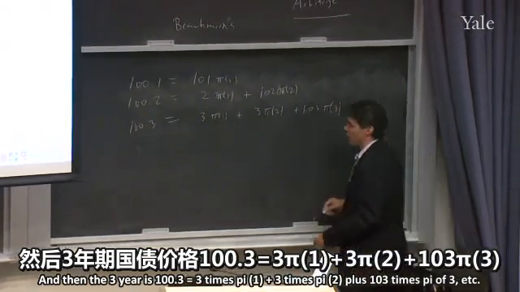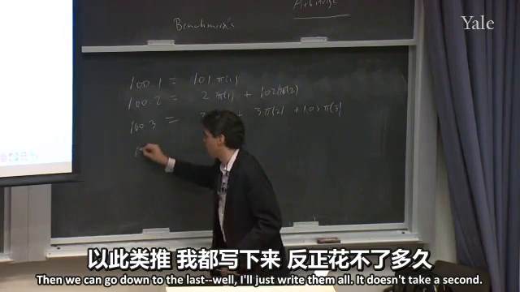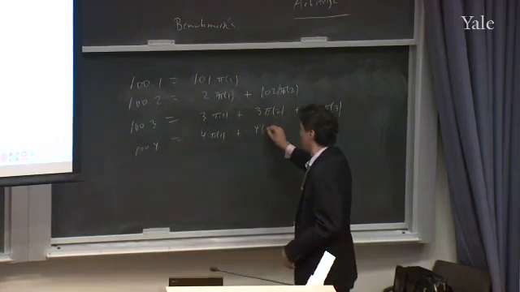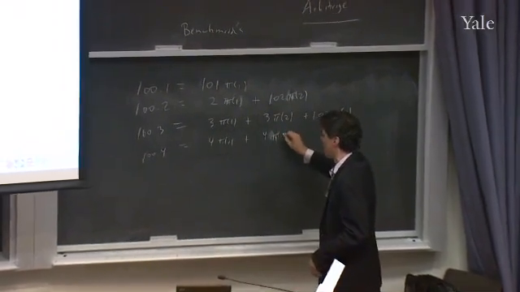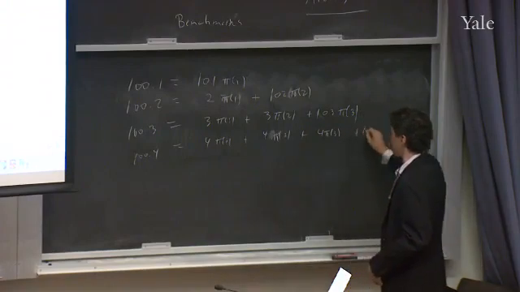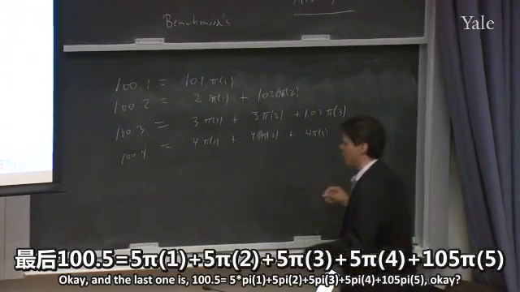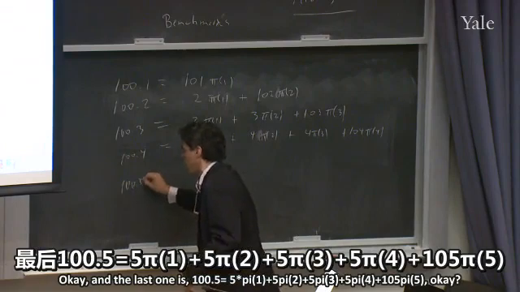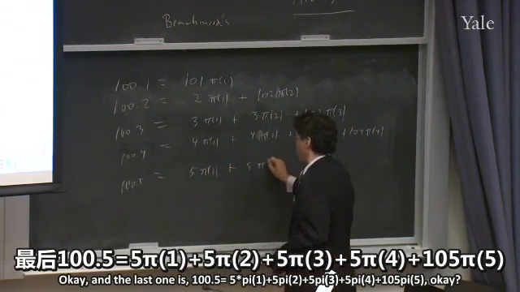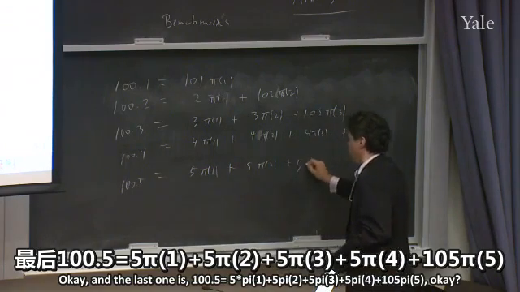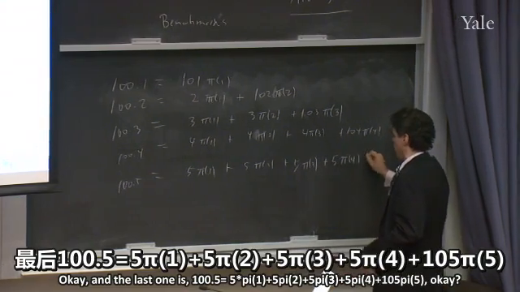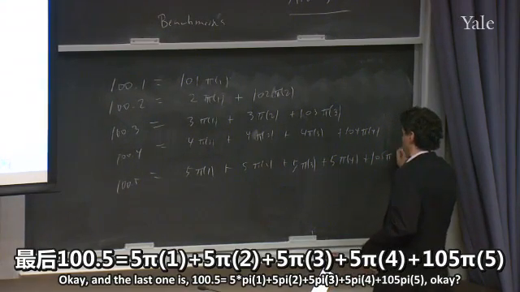Okay, so, etc. And then we can go down to the last. Well, I'll just write them all. It doesn't take a second. Okay, and the last one is 100.5 equals 5 times pi 1 plus 5 pi 2 plus 5 pi 3 plus 5 pi 4 plus 105 pi 5.